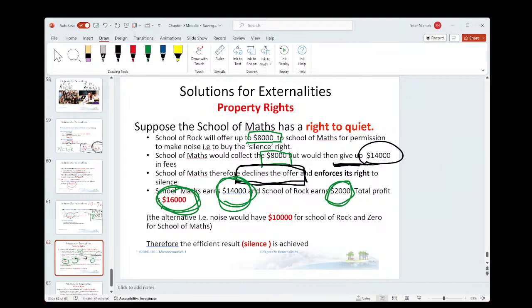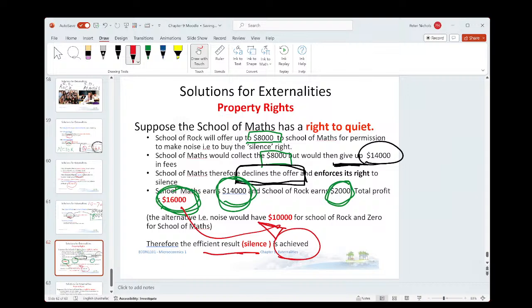Doesn't mean everyone is happy to the same extent, but it does mean that the return to society is $16,000 instead of a maximum of $10,000 if there was noise. So therefore, the efficient result is silence, and that's achieved by the School of Maths having the right to negotiate.